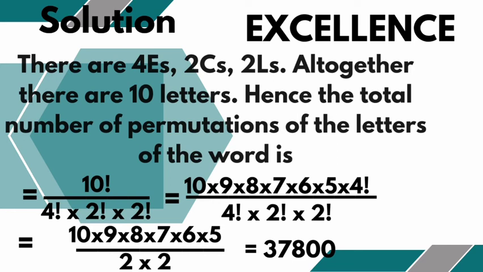10 factorial gives us 10 times 9 times 8 times 7 times 6 times 5 times 4 factorial. The 4 factorial at the numerator cancels out the 4 factorial at the denominator. Then we have 2 factorial times 2 factorial, which gives us 2 times 2. So when we multiply everything together and divide, we have 37,800.